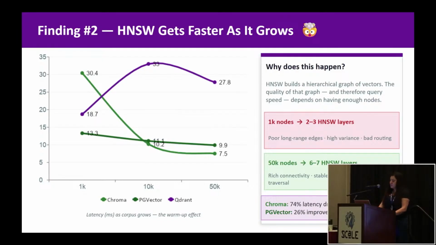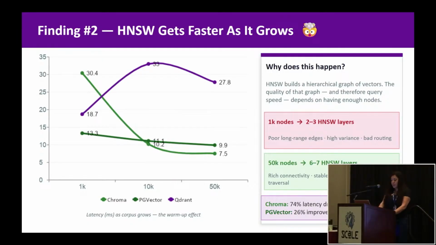And that's not enough structure to route queries efficiently. But with 50,000 nodes, you get 6 or 7 layers, rich, long-range connections. And the graph can route a query to its nearest neighbors in a tiny fraction of the hops. The practical implication here is important. If you're benchmarking an HNSW DB on a small test dataset, you're not getting representative performance numbers. And you might conclude that Chroma is slow when actually it's just immature.